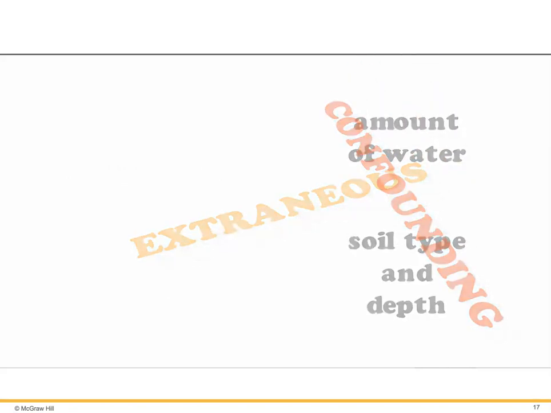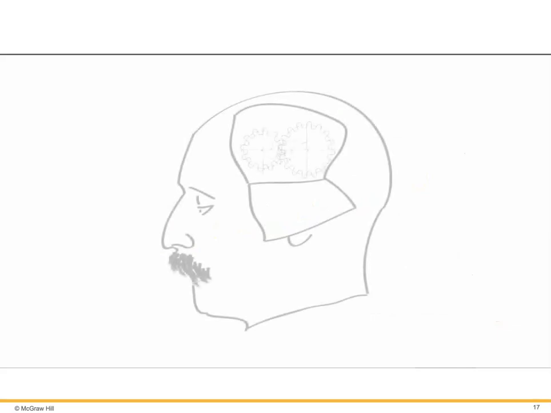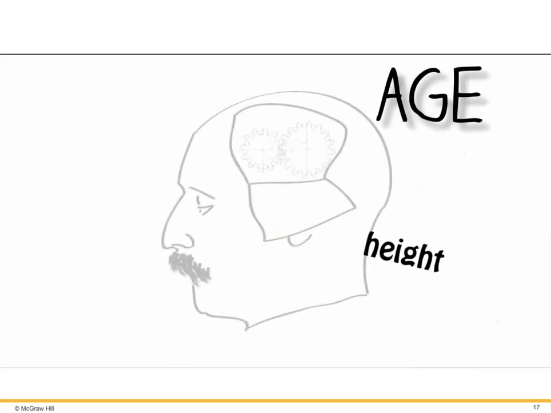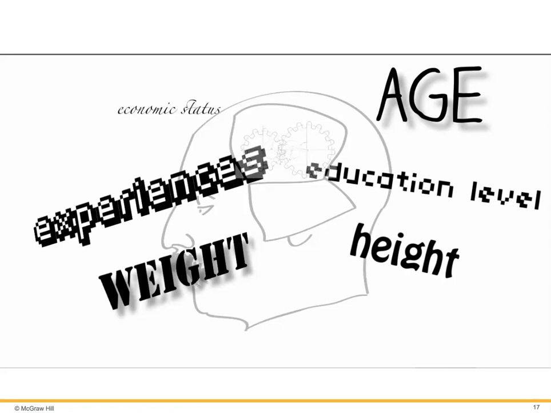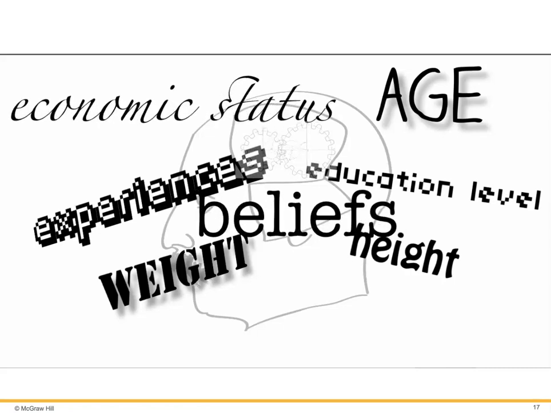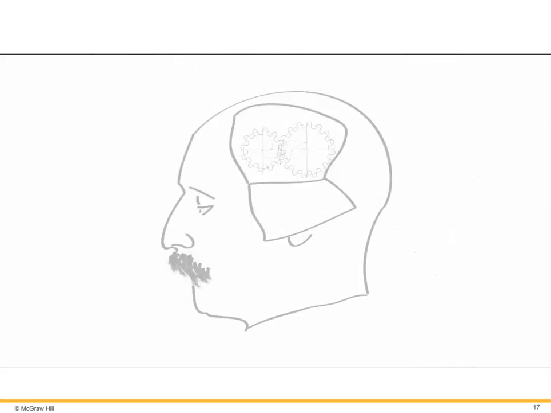Think of all the extraneous and confounding variables that may be present in a psychological experiment, especially those involving humans. Then you'll get an idea of why it's so important to recognize extraneous variables, especially the confounding ones.